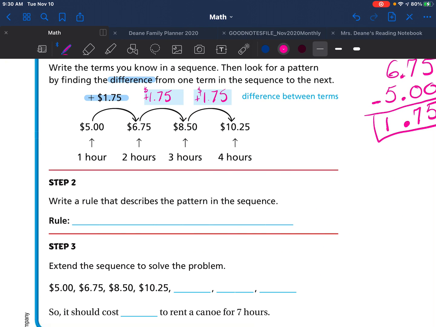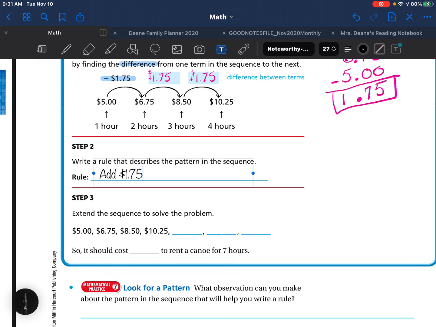Step 2, it says write a rule that describes the pattern in the sequence. So this rule would be to add $1.75. That's it. That's as simple as you can be for the rule. You're just telling us whether you're adding or subtracting, multiplying or dividing, and by what amount.